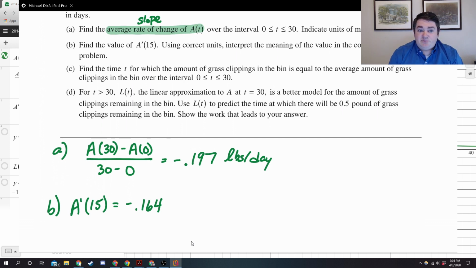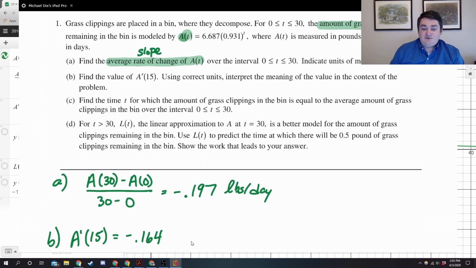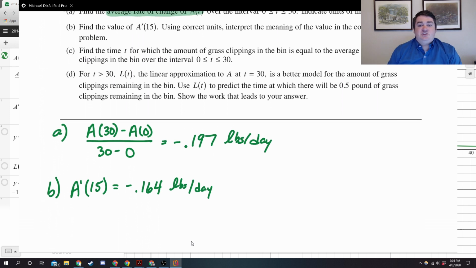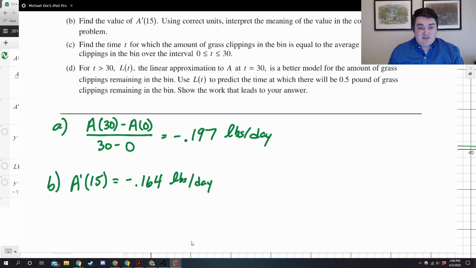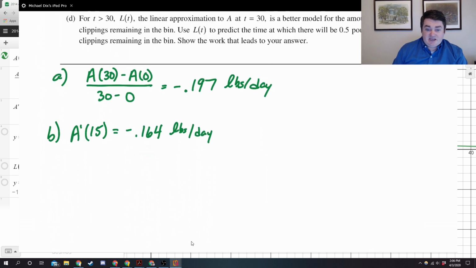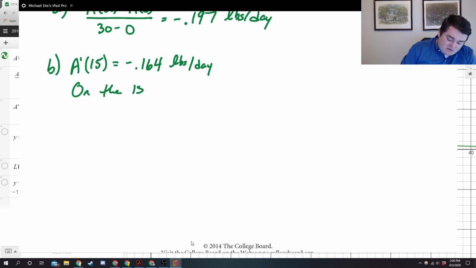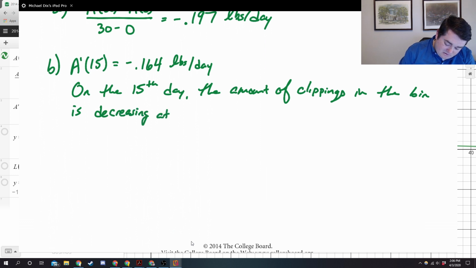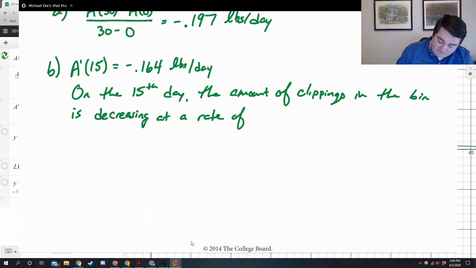Okay, and again, we want to use correct units whenever possible. So if the function A measures pounds of clippings and time is measured in days, then A prime would be, again, in pounds per day. So my instructions say interpret the meaning of the value in the context of the problem. So because it's negative, the amount of clippings is decreasing in the bin. And the 15, since time is measured in days, 15 is the 15th day. So I'm going to say on the 15th day, the amount of clippings in the bin is decreasing at a rate of 0.197 pounds per day.